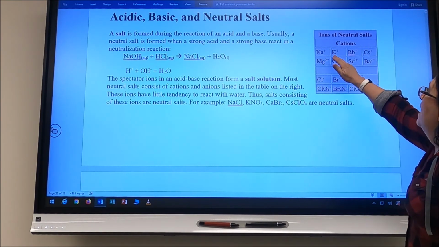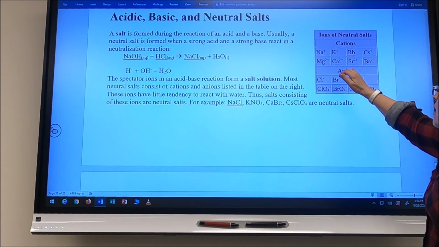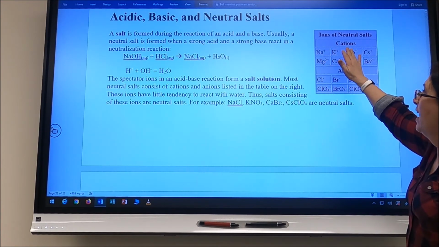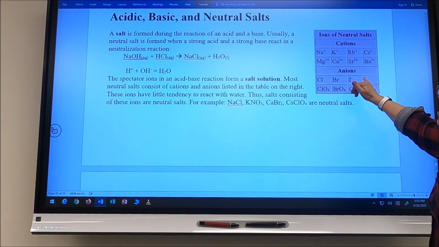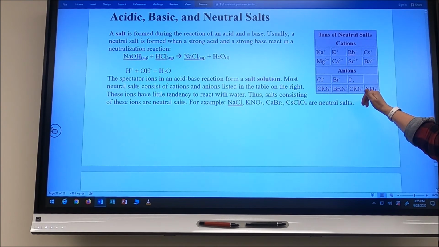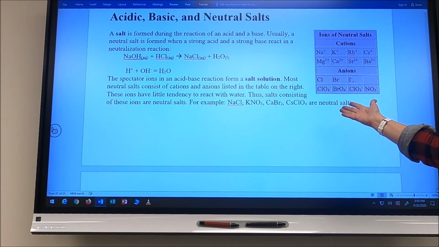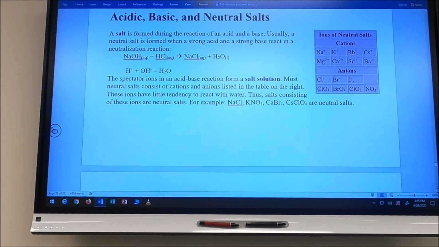So our neutral cations: sodium, potassium, rubidium, cesium, magnesium, calcium, strontium, barium. These, when they're combined with hydroxide ion, are considered to be strong bases. Neutral anions are like chloride, bromide, iodide, the chlorate ion, the bromate ion, the perchlorate ion, the nitrate ion. They're all considered neutral anions. So sodium chloride, potassium nitrate, calcium bromide, cesium perchlorate are all considered neutral salts. Okay?